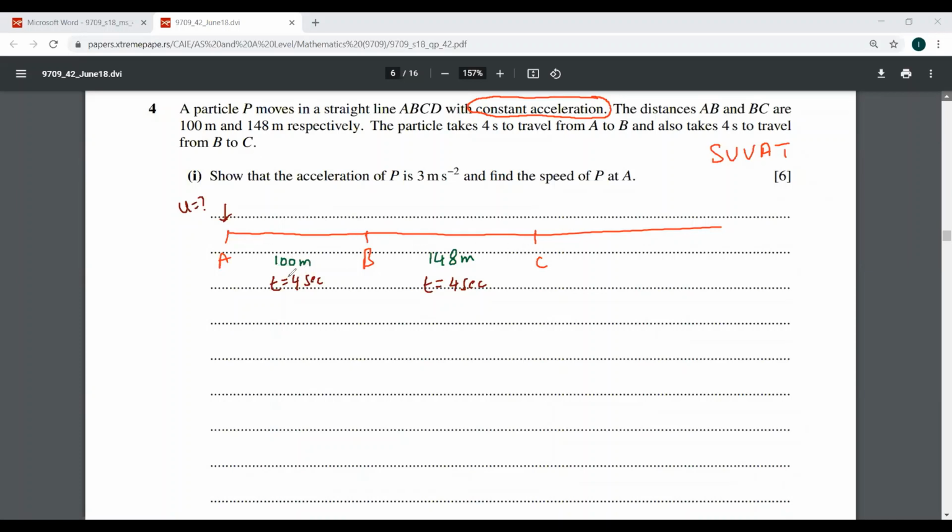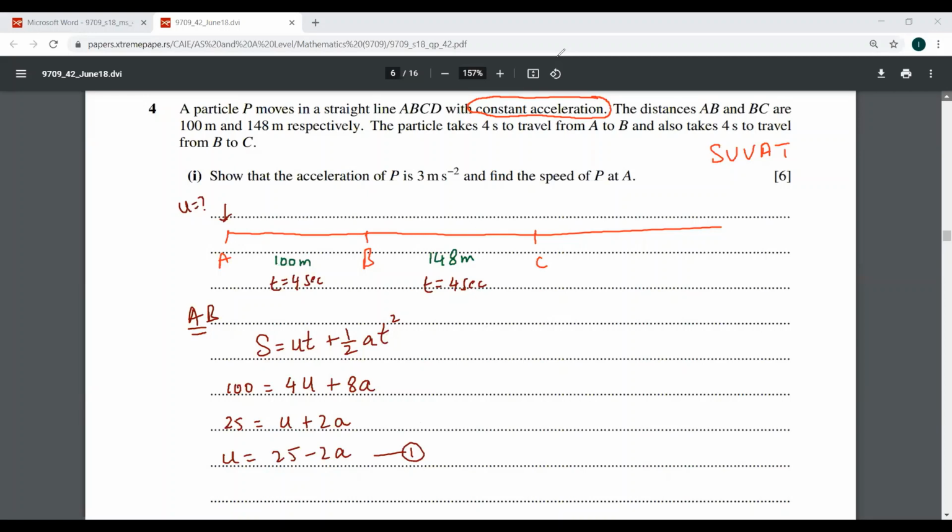Okay. So if we consider this AB segment, can I say for the AB segment, we can use that equation s equals ut plus half at square. So this is going to be 100 equals 4u plus t square is going to be 16, so this is 8a. We can write this as 25 equals u plus 2a. And I can say u is going to be 25 minus 2a. That is my first equation.